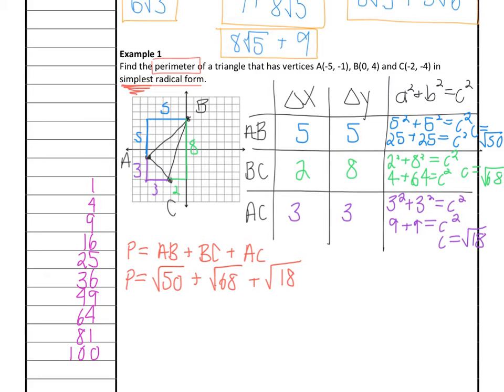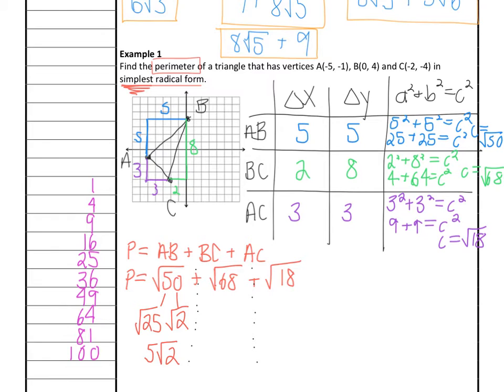Okay, so I'm going to start with 50. I'm going to ask myself, which of these numbers on the list can divide into 50 nicely? And again, I'm looking for the biggest number. And 25 comes to mind right away. So I'm going to break 50 down into the square root of 25 times 2, and I know the square root of 25 is 5, so this is going to turn into 5 radical 2. So that was my first one. I'm going to draw a dotted wall so we don't get these mixed up.